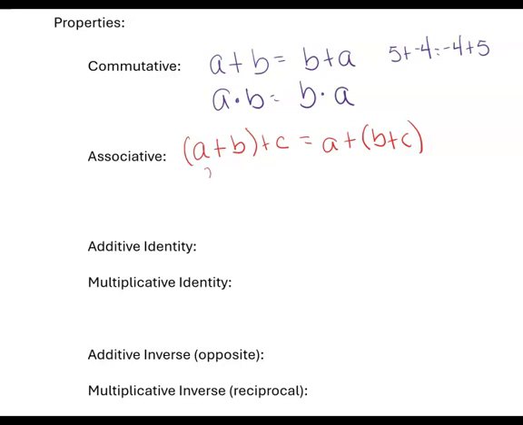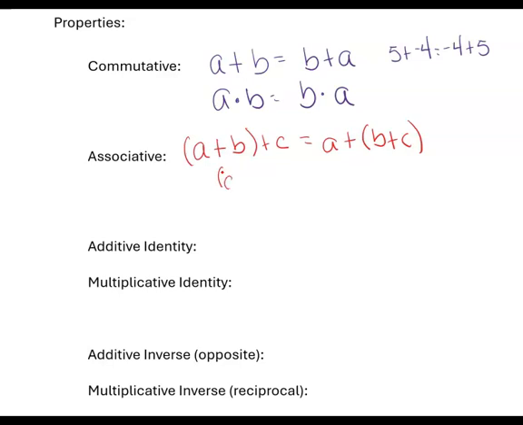In other words, I could add 2 plus 3 together, and then 4, which 2 plus 3 is 5, and 5 plus 4 is 9. Or I could do what's in parentheses here first, 3 plus 4, and get 7, and 2 plus 7 is also equal to 9. So I can associate across addition and use the associative property. I can also do that with multiplication.